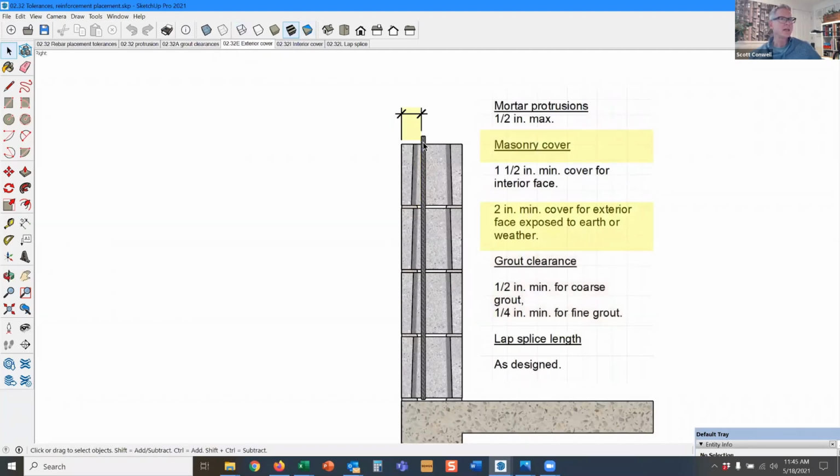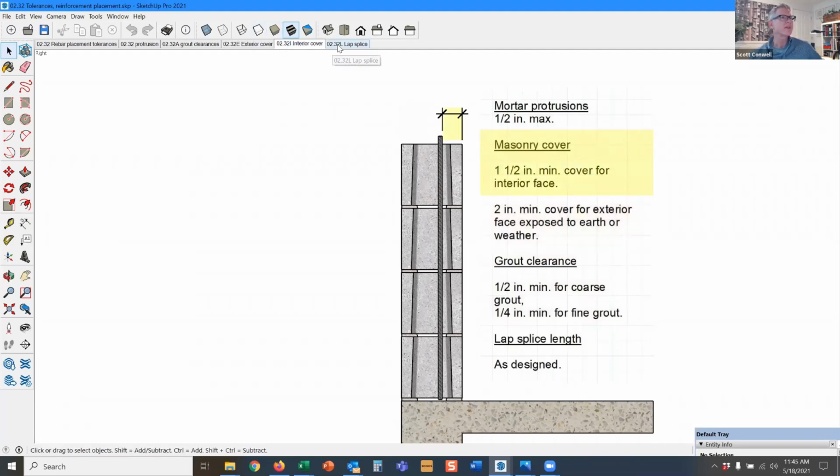And then we need 2 inches cover over the outside face, inch and a half over the inside face.